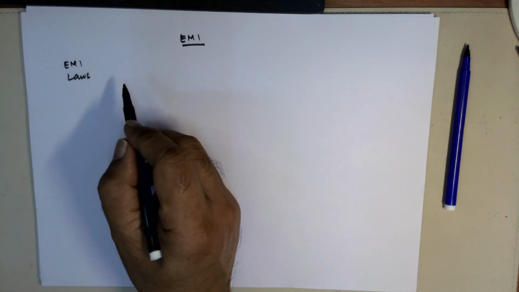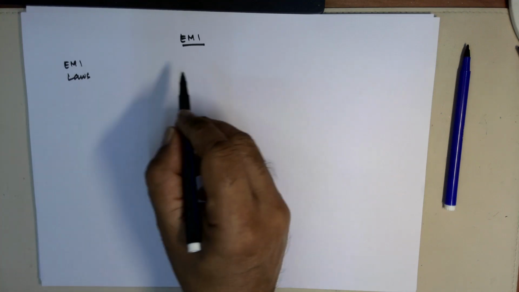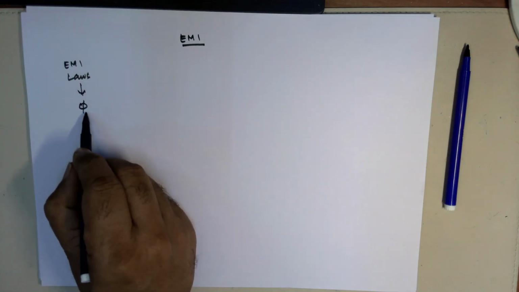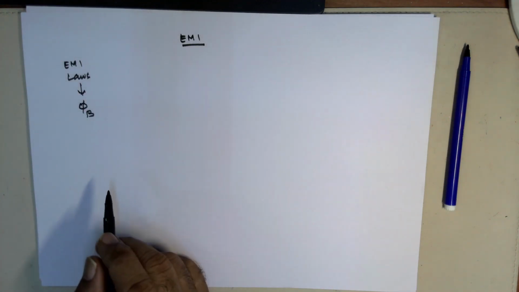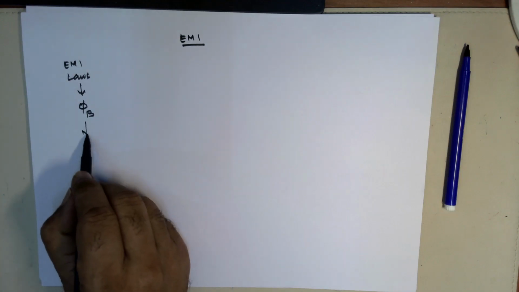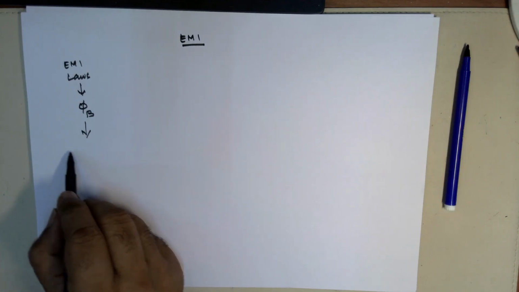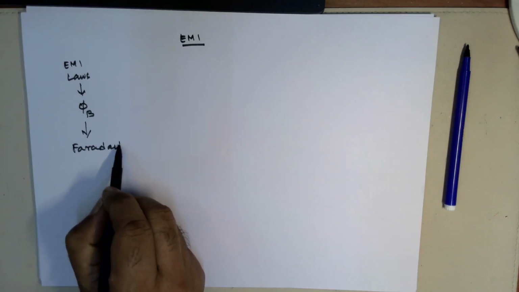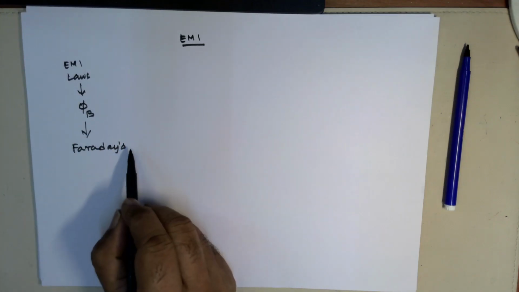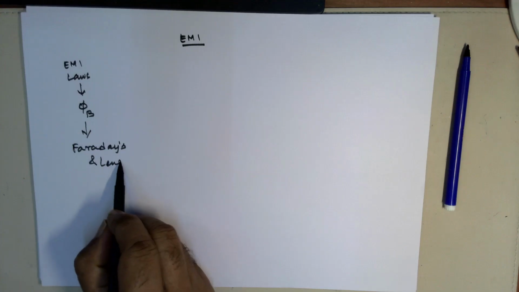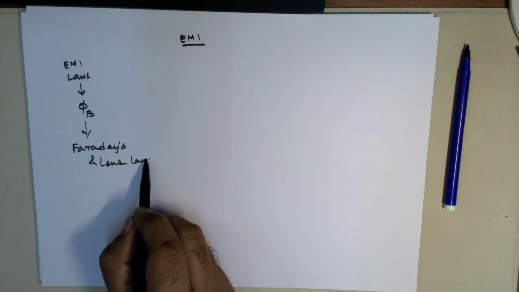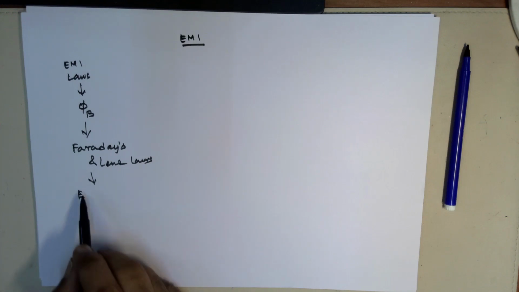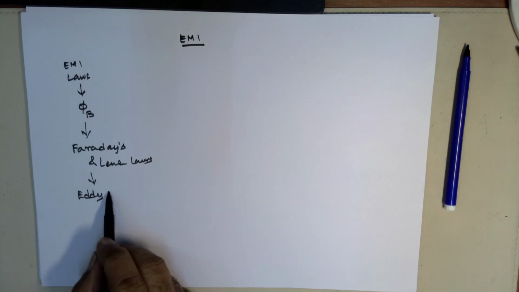Then we'll be explaining about the magnetic field, which is represented by B. Then, based on that, what is Faraday's law and Lenz's law. Then I'll be explaining about the eddy current.